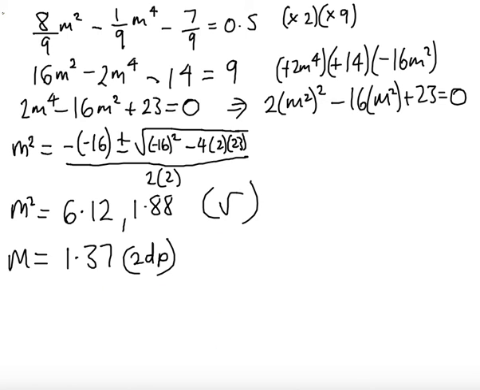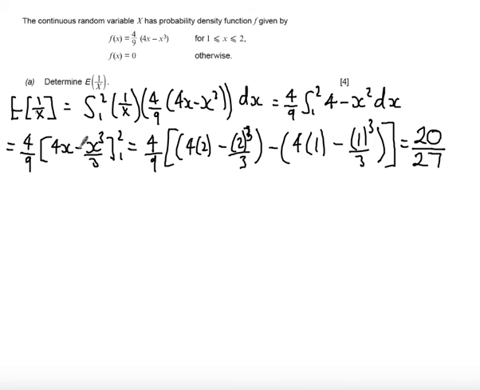Okay then, let's have a look to see how you get the marks in this question. First of all, in part A, there's a method mark and answer mark for correctly substituting in and getting the integral to evaluate. There is then an answer mark for integrating correctly and an answer mark for evaluating correctly.